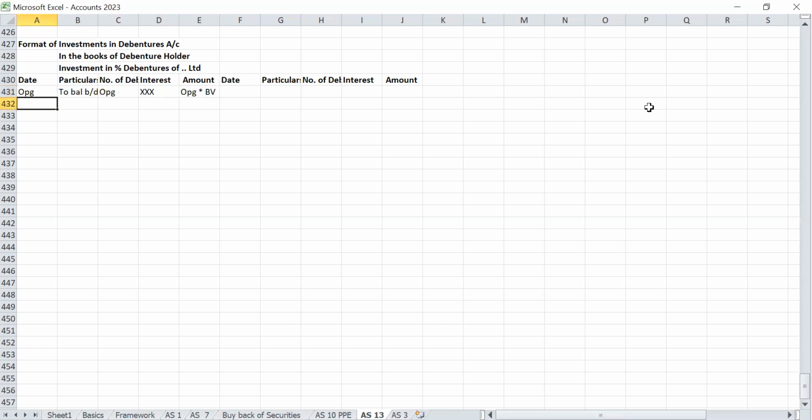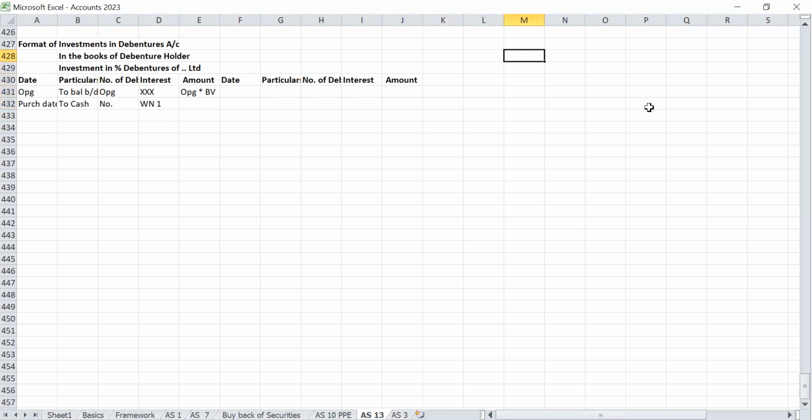Then date of purchase, or purchase date. To cash. Number of debentures bought. Working note number 1.